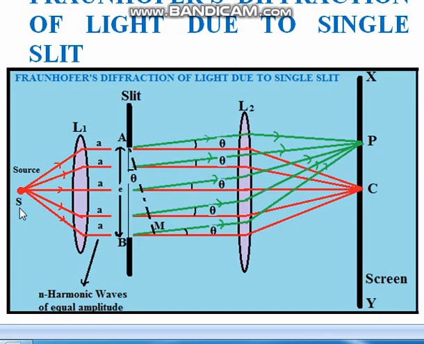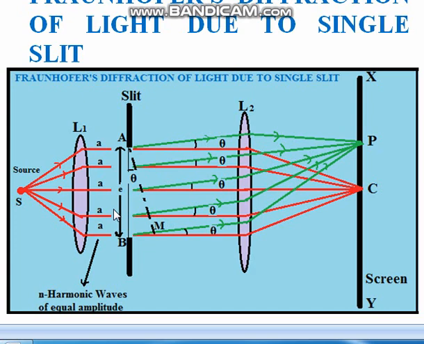and this is a monochromatic light source, and from this source a spherical wavefront emerges. The spherical wavefront emerging from the source S, after passing through the convex lens L1, is converted into a plane wavefront, and that plane wavefront falls normally on the slit. This satisfies the condition of Fraunhofer diffraction.